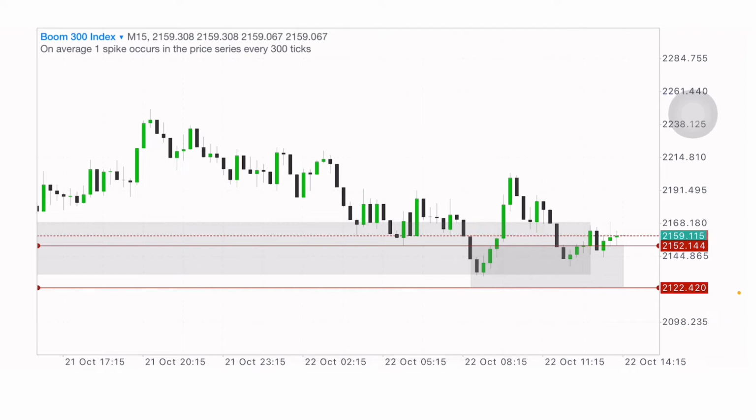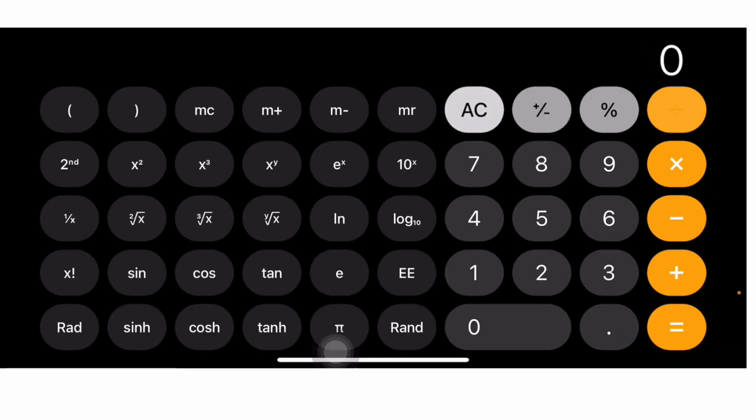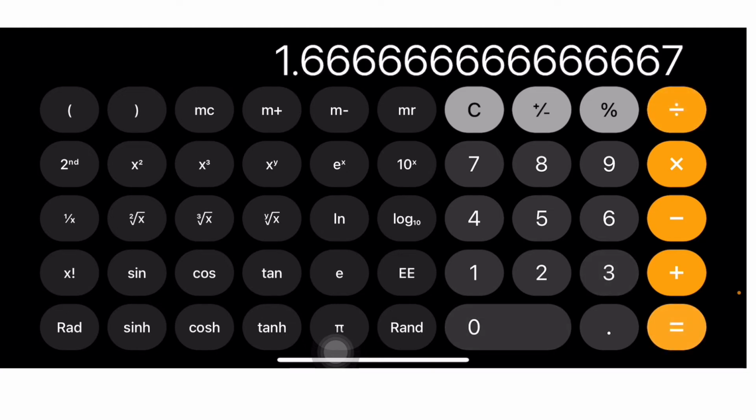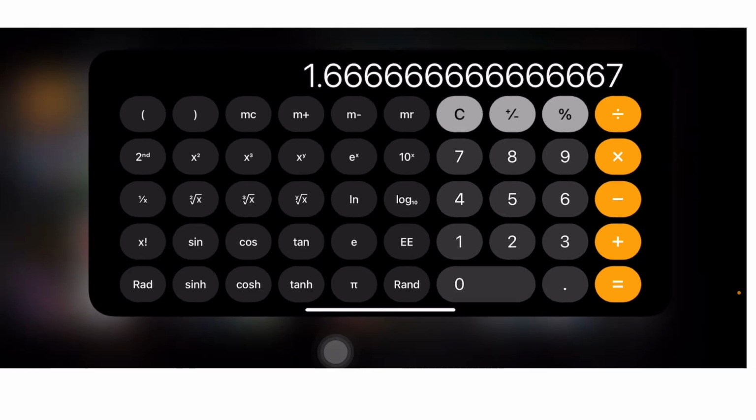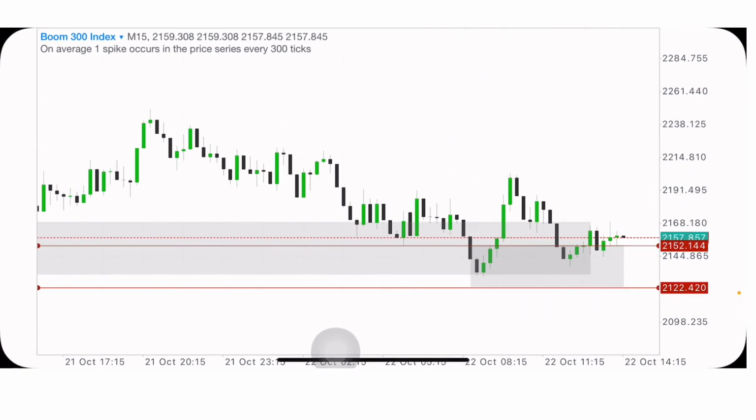Now you want to risk $50. What position size will you be trading? The money you are willing to risk, which is $50, divided by the point difference we calculated. 50 divided by the point difference we calculated, that is 30. Now what we have is 1.66. So this is the lot size you should be trading to limit this position to a $50 loss if you are wrong.